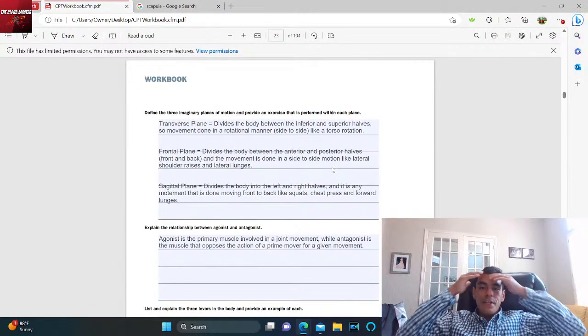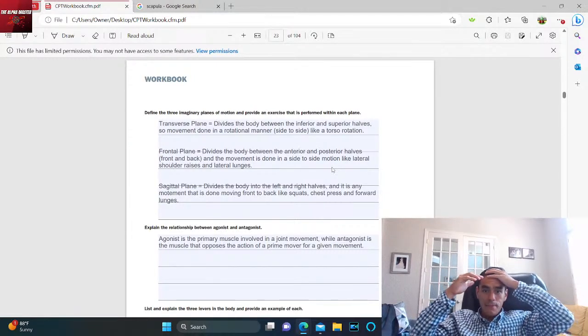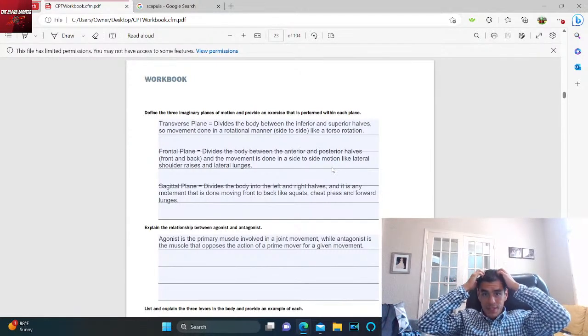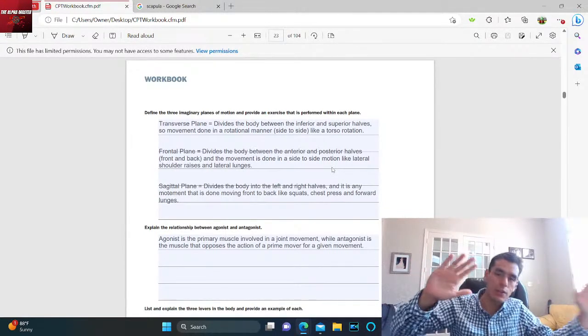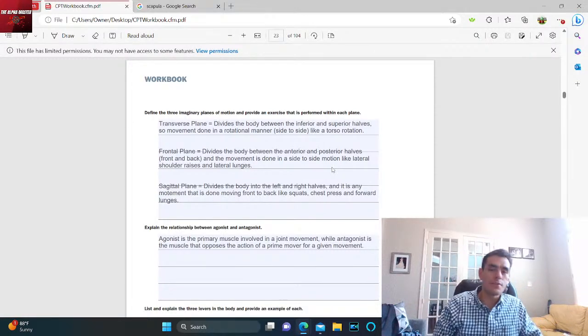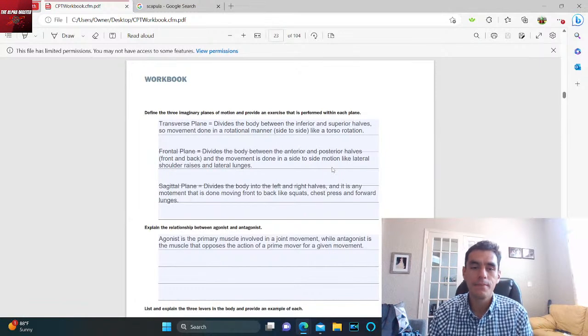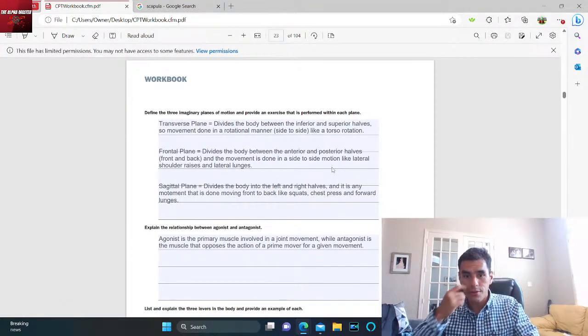The frontal plane divides the body between the anterior and posterior halves, the front and back. So the movement is done in a side-to-side motion, like lateral shoulder raises and lateral lunges, because it's side to side. You have to go over the frontal plane, which is right here. That's why it's side to side.